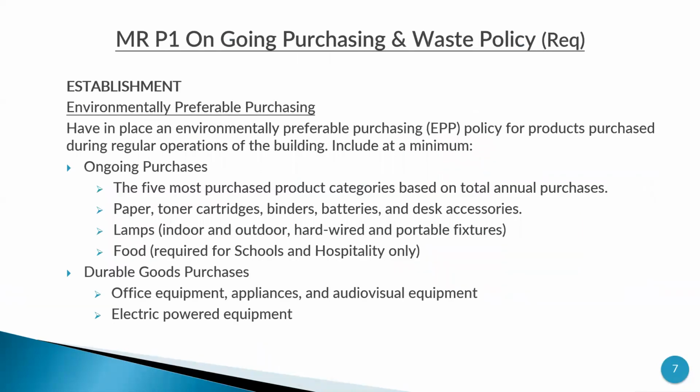Here, coming to the establishment period, this prerequisite generally goes into the establishment period. Environmentally preferable purchasing. Have in place an environmentally preferable purchasing policy for products that are purchased during the regular operations of the building. It means we basically need to create a policy and then implement it. What is ongoing purchases? The 5 most purchased product categories, based on total annual purchases. Means from your building, you need to see the top 5 with respect to cost, and then categorize them.